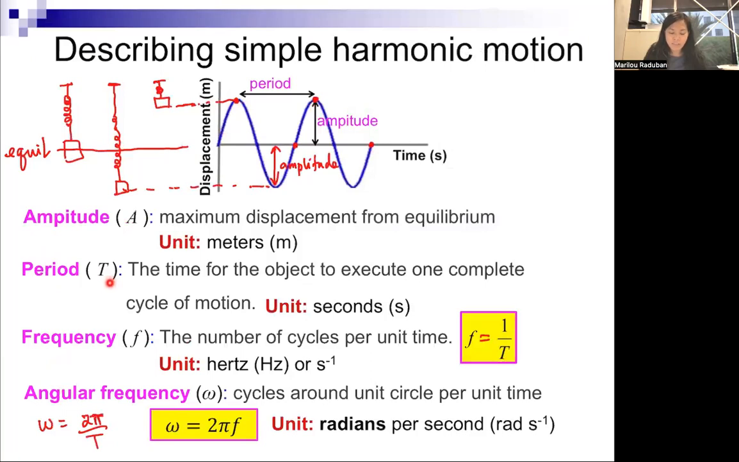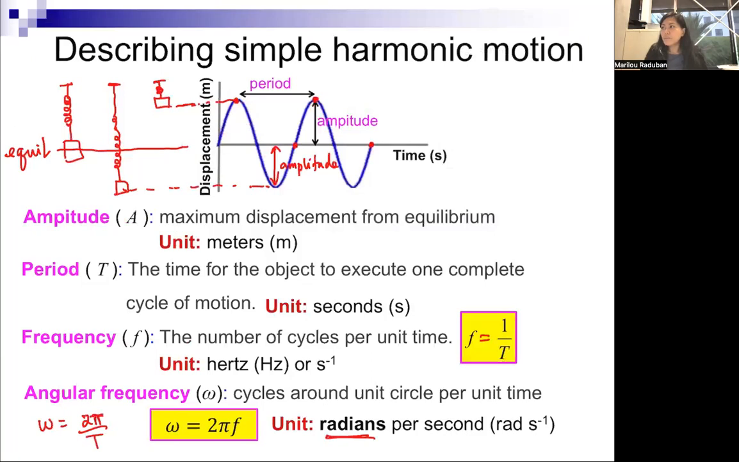The critical point is for you to be able to determine the amplitude and the period from the sinusoidal graph, because once you're able to determine the period, you will be able to determine the frequency, and then also the angular frequency of the object. Angular frequency is, of course, just the speed of the object's rotation around a unit circle, and it is measured in radians per second.